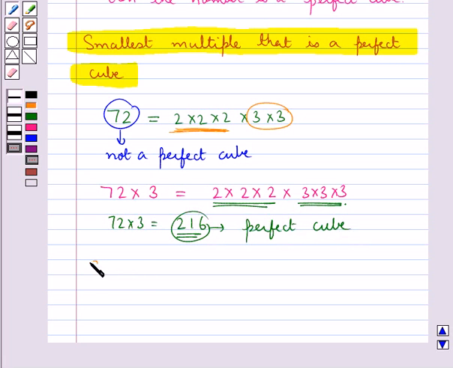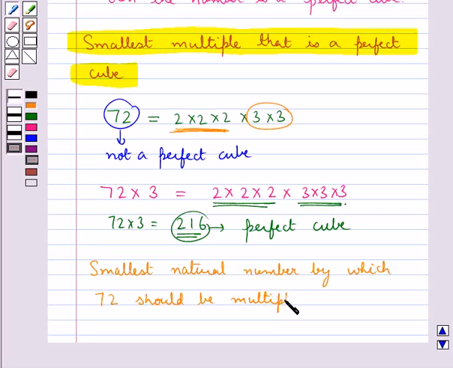Thus we say smallest natural number by which 72 should be multiplied to make a perfect cube is 3.